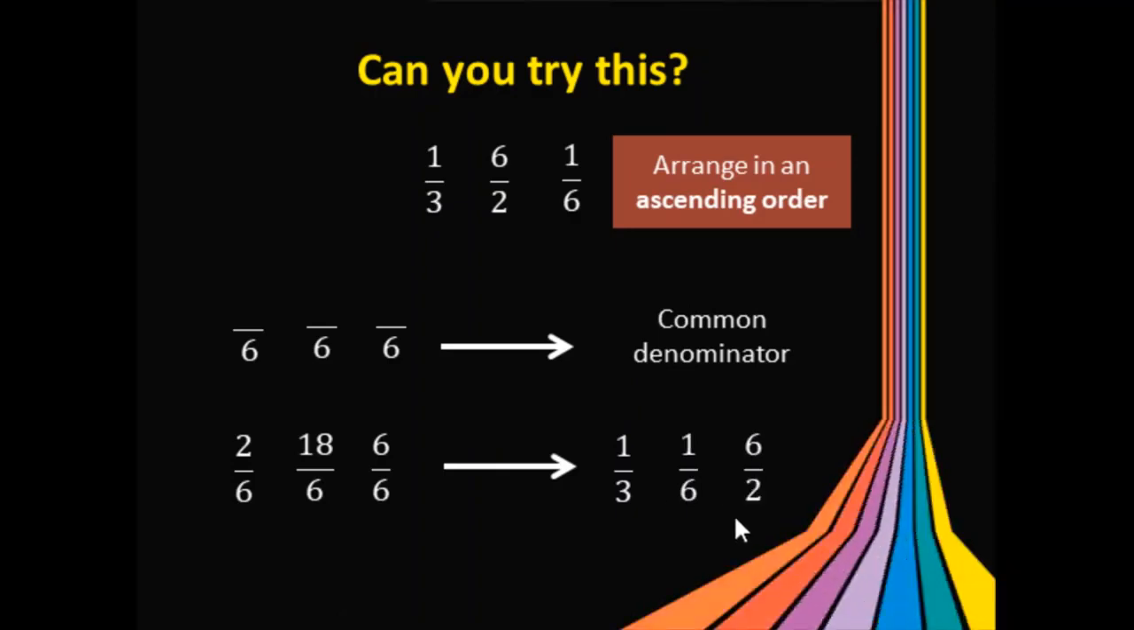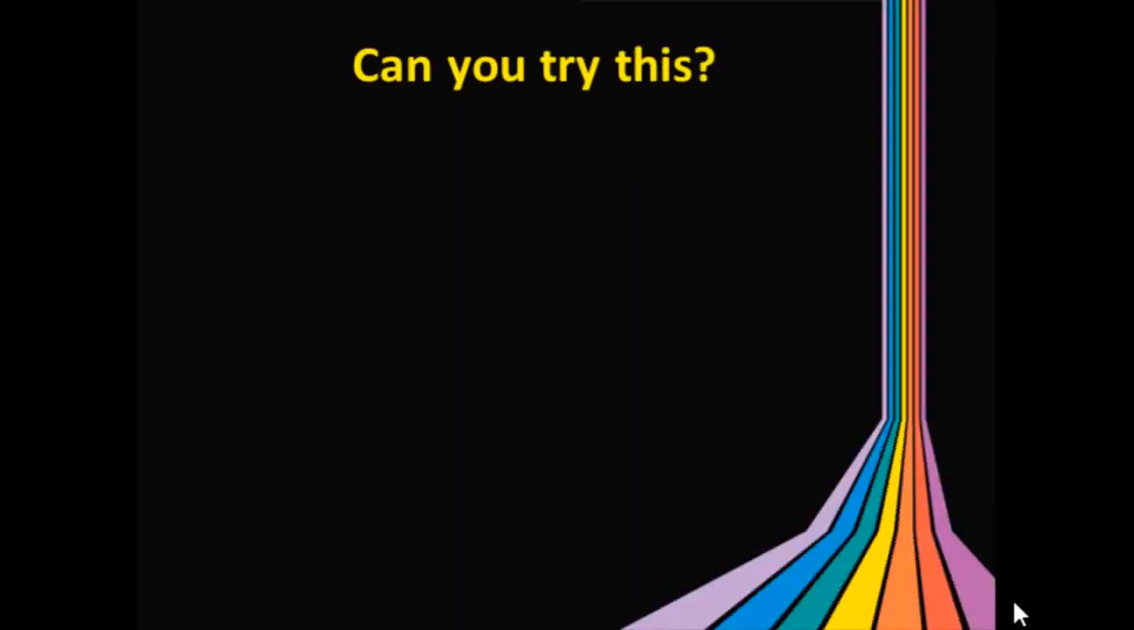Do we have the same order? We have the lowest, which is 1/3, followed by 1/6, and lastly we have 6 halves. Did you get a correct answer? Okay, good job. How about another one?